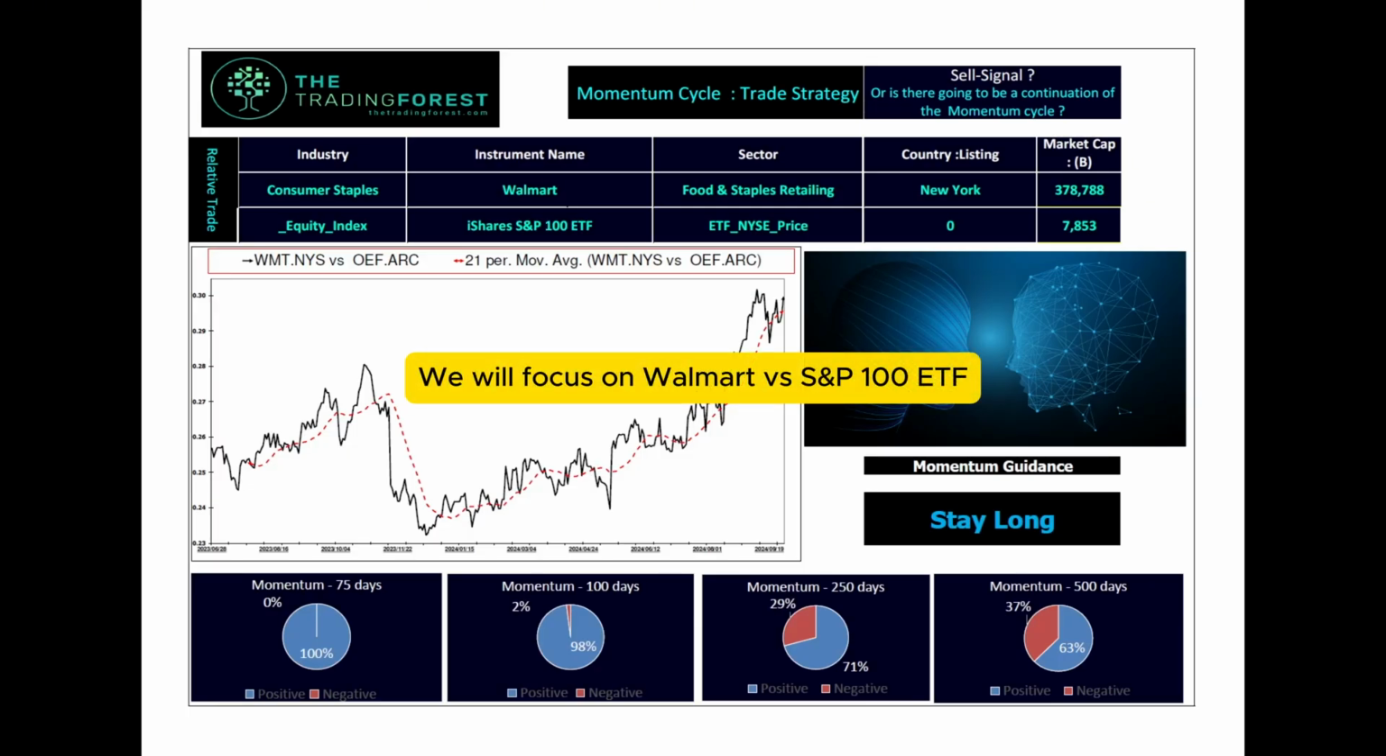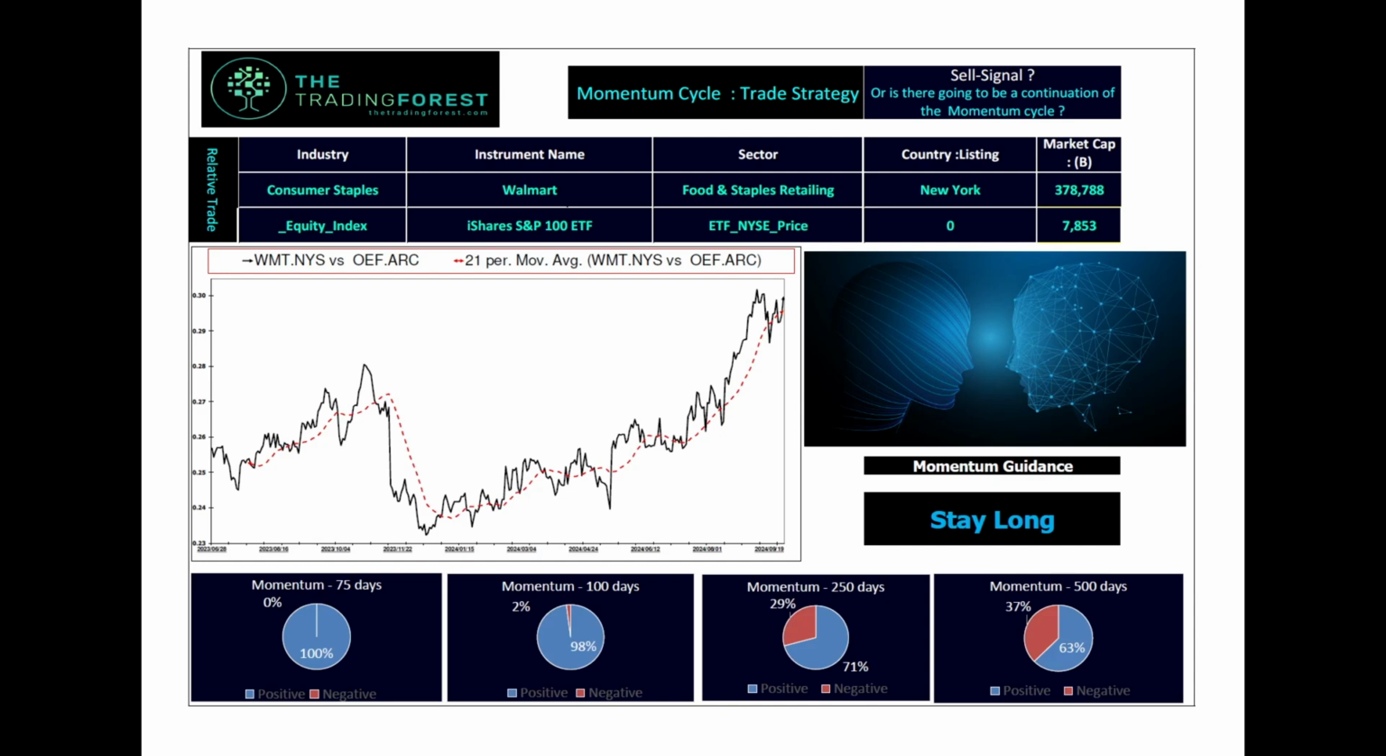We will focus on Walmart versus S&P 100 in the foods and staples retailing sector, listed on the New York Stock Exchange. Step 1. Study the graph. Get a feel for the trend and ask yourself, what is the likelihood of a price correction? But more importantly, try to understand why the market has allowed the instrument to reach its current levels.